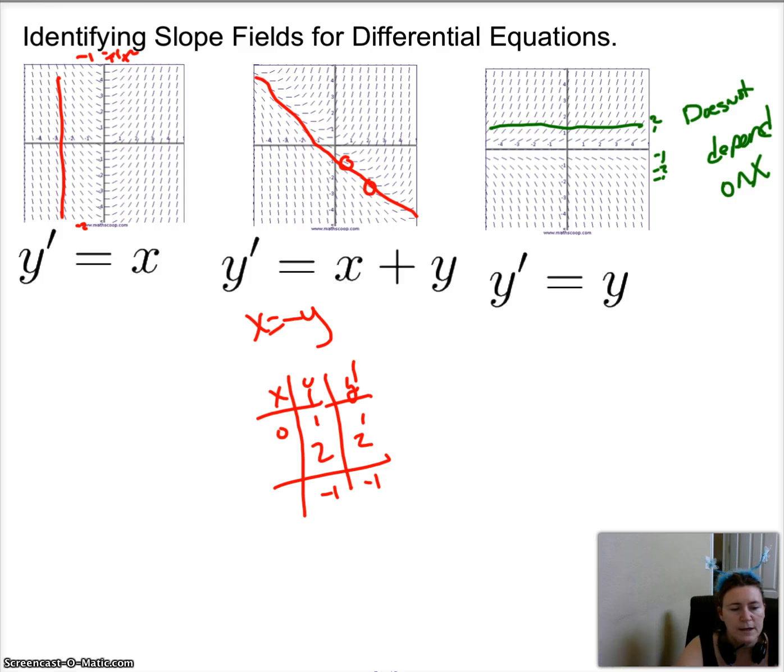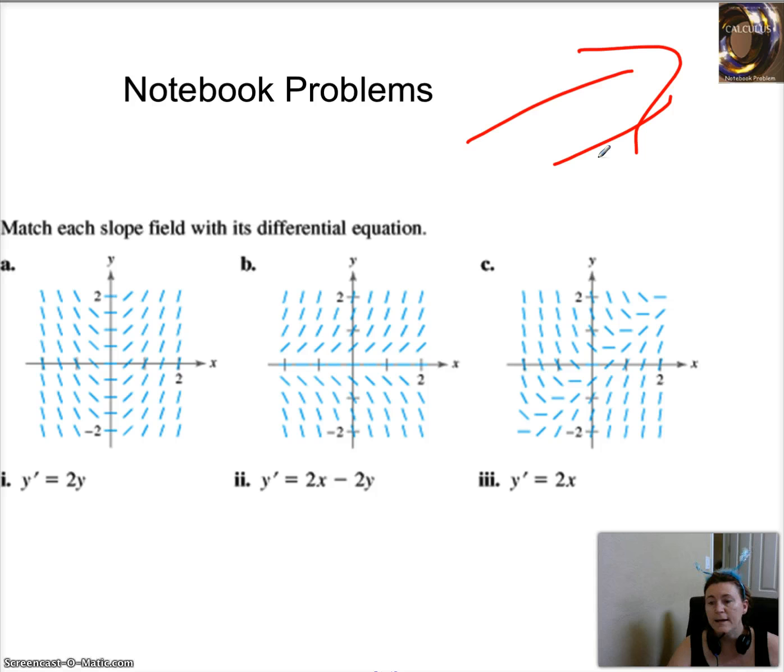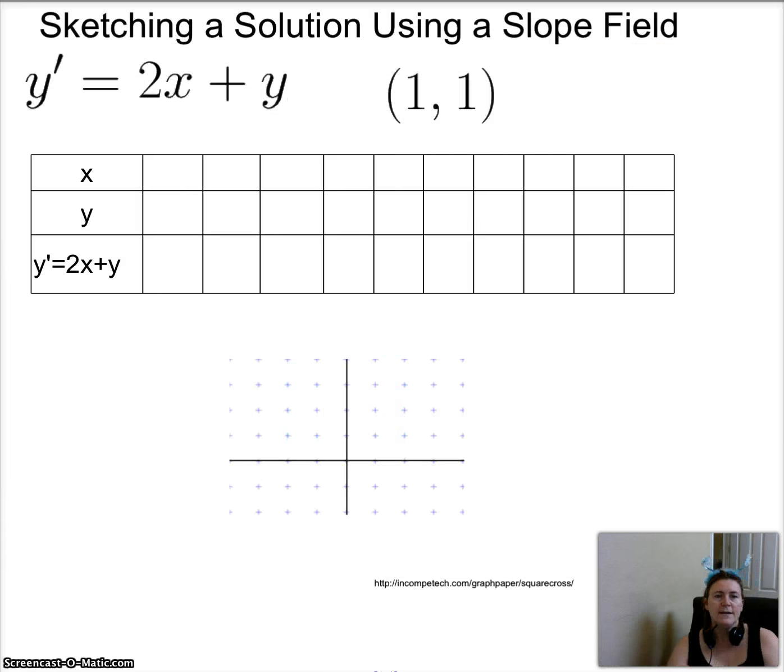Okay, you give it a go and see if you can do this one. Pause the video when you're done. See if you got them. Then we're going to try to do a couple of analyses ourselves. Did you get them? All right, let's sketch a solution using this slope field.